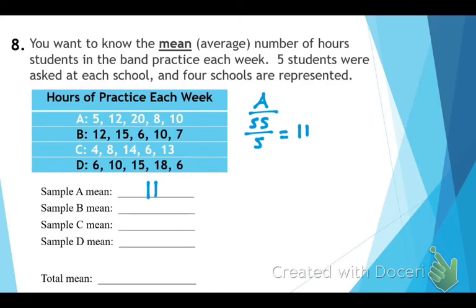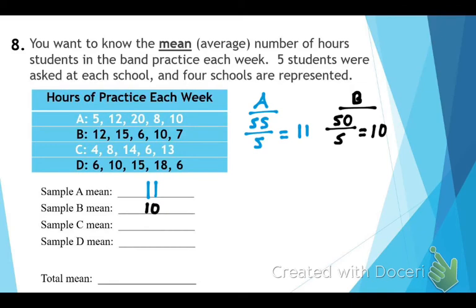Now let's focus on school B. I want you guys to add up how many hours they practiced for the week. Zion, did you get it? How many did they practice? 50 divided by 5, and what was their average? 10. You're going to put that down here where it says sample B because that's for school B.